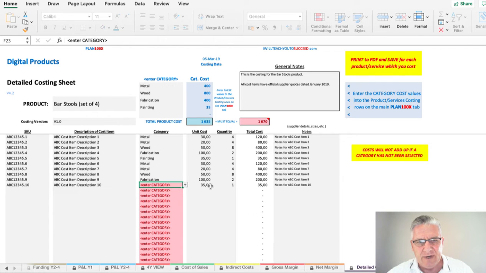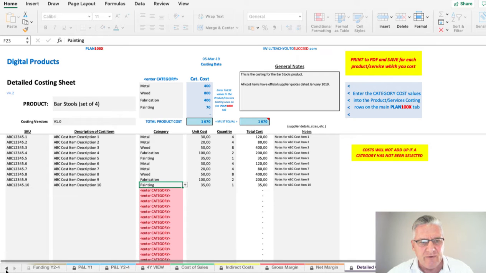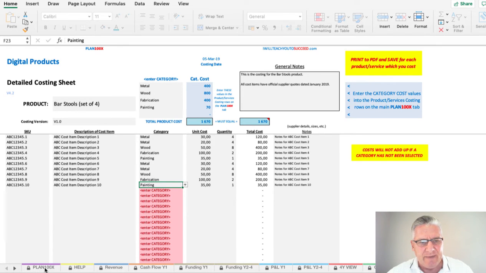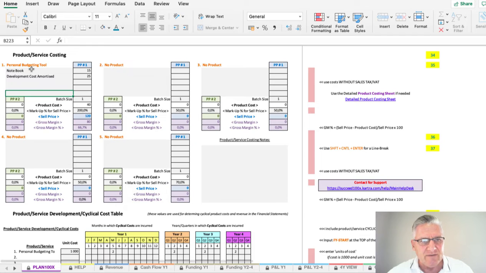If you don't put a category in, it's not going to add, and then it won't work. So we're going to just leave that in as painting. So there you can see how it works, and we're going to take these items through. There you see 4. We can have as many as 5 here. Take them through back to the main Plan X product service costing and input those 4 or 5 values, descriptions rather, and 4 or 5 values here.